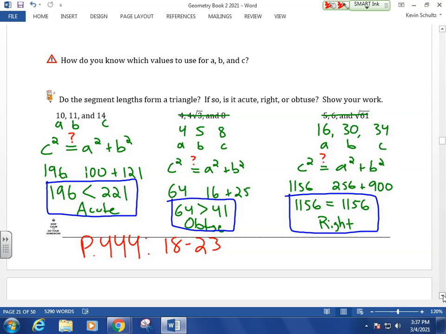Actually, you know what? Let's not stop at 23. Let's go to 25, since it's the perfect square and everything. Why not? And then I think that'll be it. Yeah, just page 444, 18 through 25. That'll be due next week, or the week after next, after the end of the trimester.